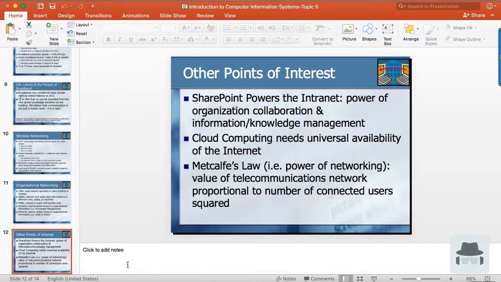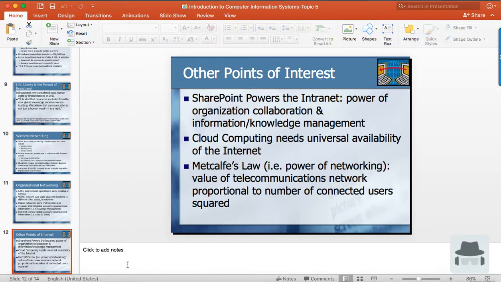And then we talked about Metcalfe's law. We talked about Moore's law before, and Metcalfe's law is a variant of this related to networking. It defines the value of a telecommunications network as proportional to the number of connected users squared. Basically, the more people you have on it, the more valuable it becomes.